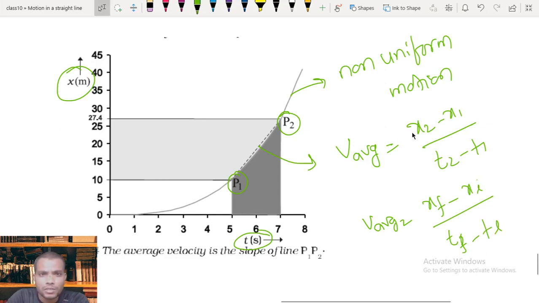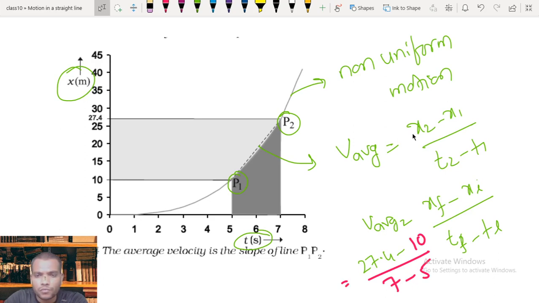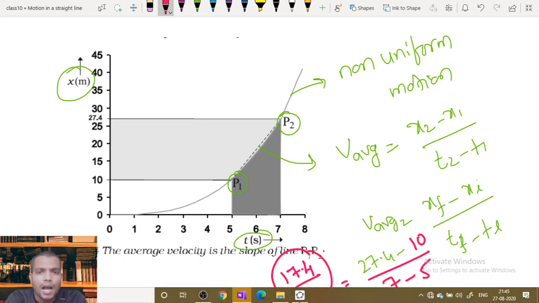So here final position is 27.4 minus initial position, at P1, equal to 10, upon time 7 minus 5. So we solved this already. So here I got 17.4 upon 2. If we solve this, that gives us the average velocity. But we need to find what the instantaneous velocity is.